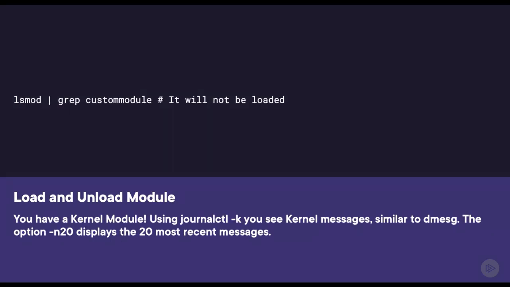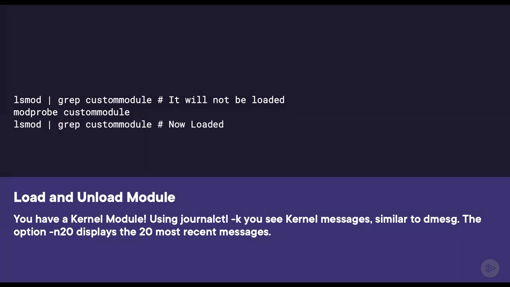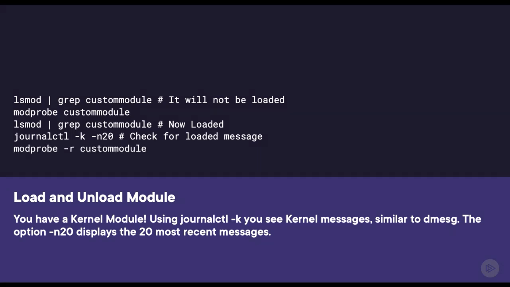Using lsmod, we can check for our module, and at the moment we've only built and installed it, so it won't be loaded. We can go through and load our module. We can see that it's loaded. Using journalctl, we're going to be able to check our log files. The option -k is looking at messages from the kernel, and -n20 is just making sure that we only see the last 20 messages. But we should be able to see the message that was generated as the kernel loaded our module. We can remove it, and guess what? We can go back to journalctl, and we should be able to see the unload message, so we can check that everything is working.